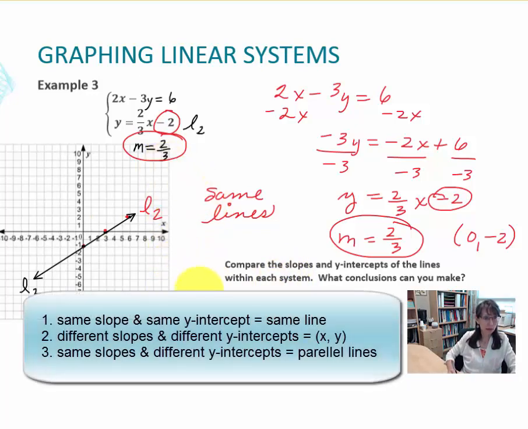So when we have the same slope and the same y-intercept, we have the same line. When we have different slopes and different y-intercepts, we have one point of intersection. And when we have the same slopes and different y-intercepts, we have parallel lines.